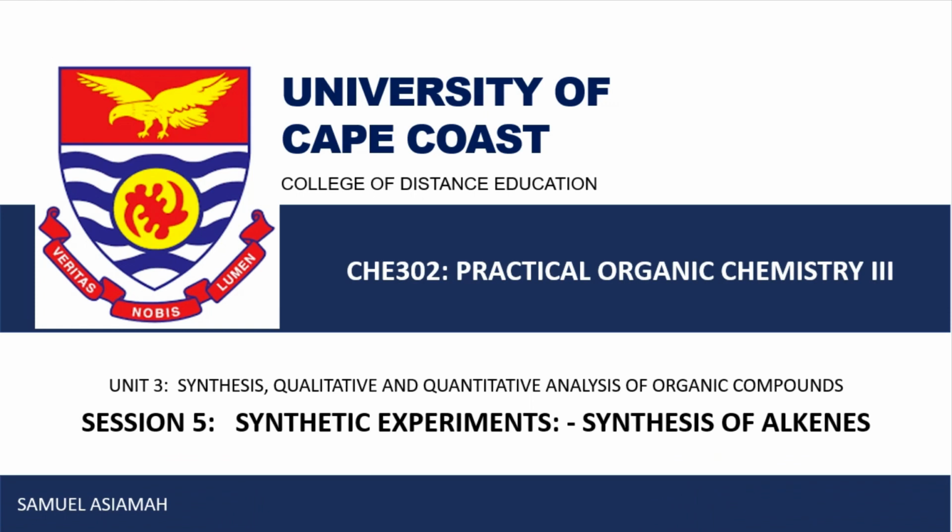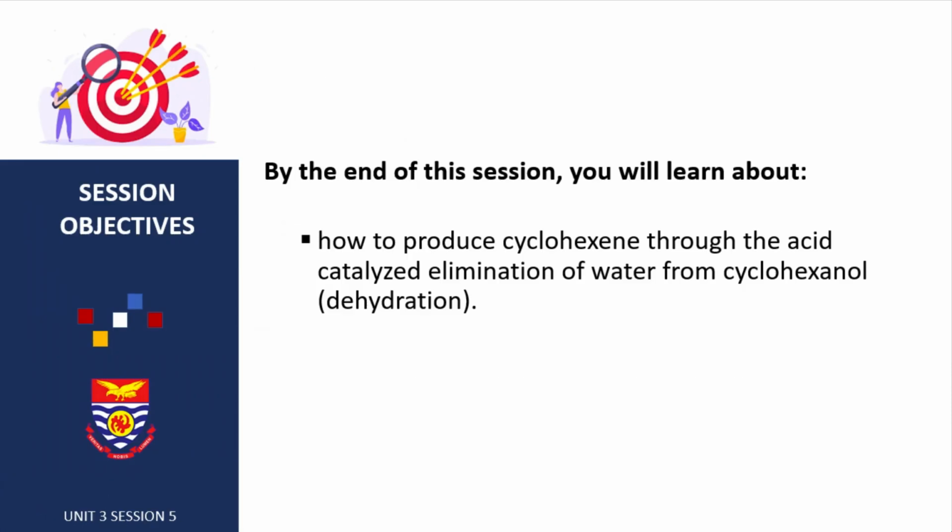Hello and welcome to the fifth session under Unit 3. In this session, we'll be looking at the synthesis of alcohol. So, at the end of the session, you should be able to learn about how to produce, or even produce, cyclohexene through the acid catalyzed elimination of water from cyclohexanol.